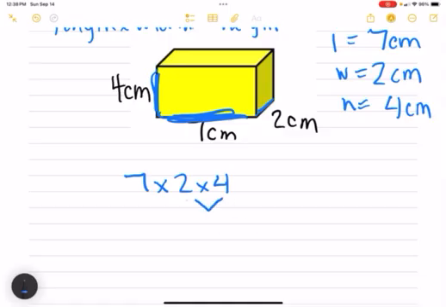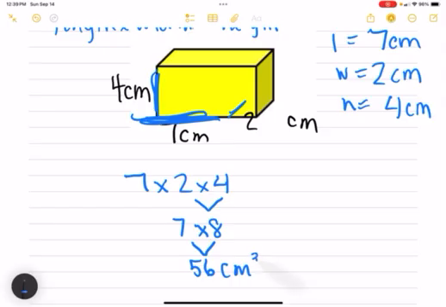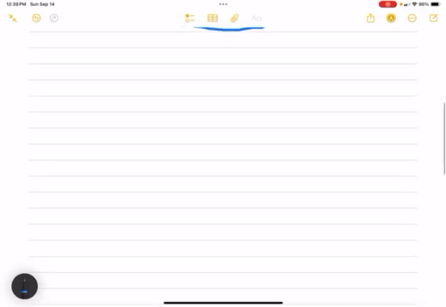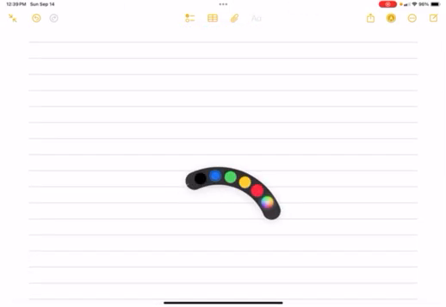And so I am going to multiply 2 times 4 because I don't know my 14s tables, so that doesn't make sense to me. I'm going to make this more user-friendly for myself. So 2 times 4 is 8, and then I'm going to bring down the 7 times, and 7 times 8 is 56. Now our unit of measure here is centimeters, and because we multiplied 3 sides, because it's a 3D figure, we're going to write a little 3 up here, and that states that this is 56 centimeters cubed.